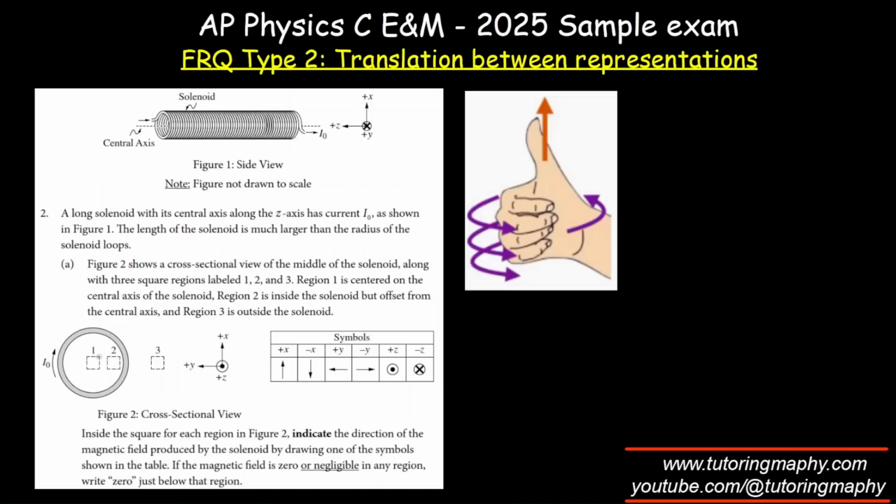Now, it doesn't really matter whether the square is at the center or a little off, because inside the solenoid, the magnetic field is uniform and constant. So it is not going to change. So it should be a cross here and it should be a cross here. And we should also know that outside the solenoid, the magnetic field is just 0. So this is a concept that we should be aware of.